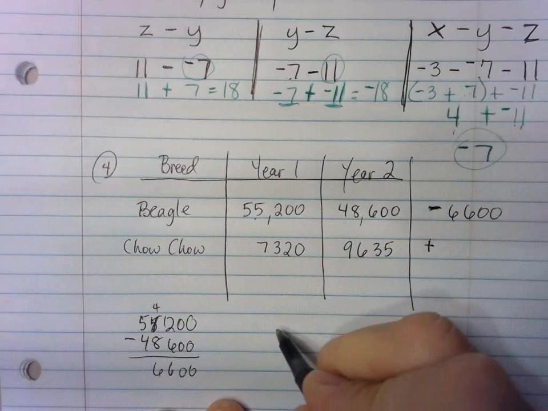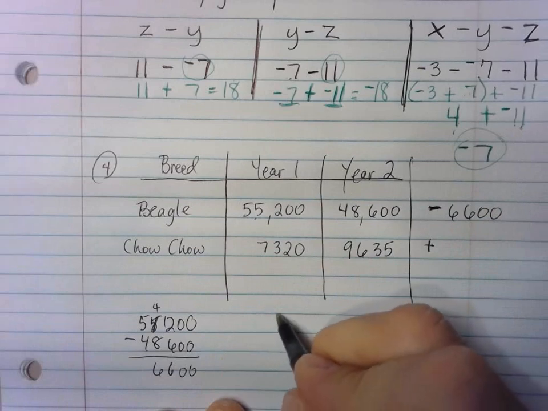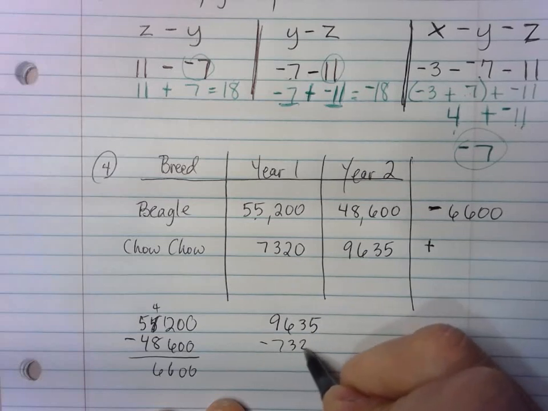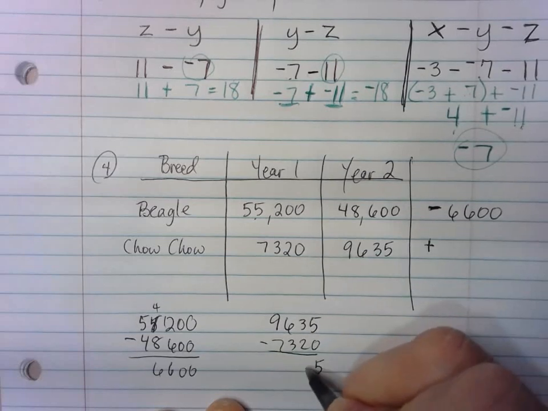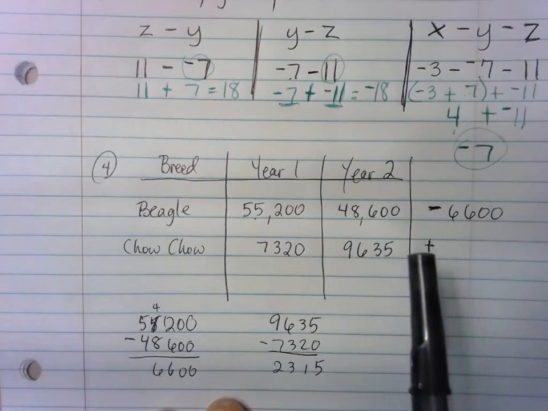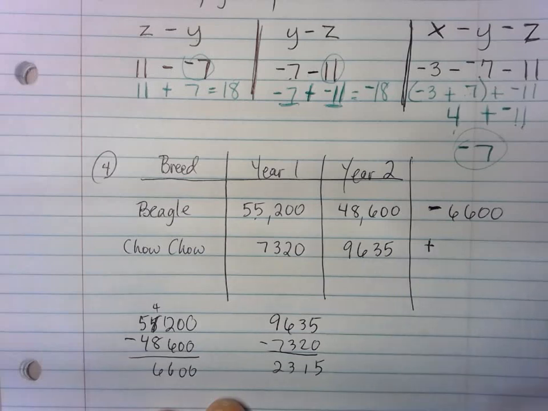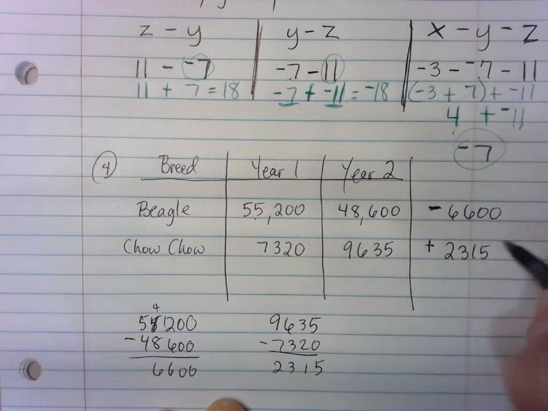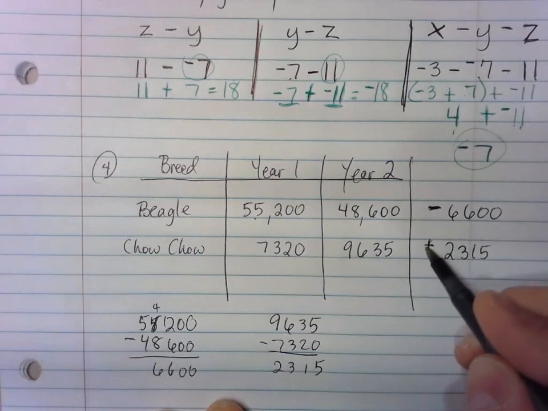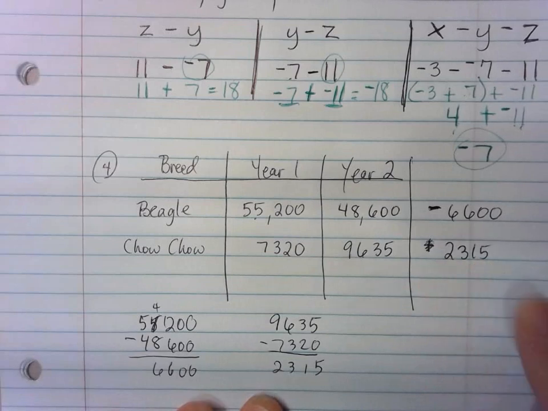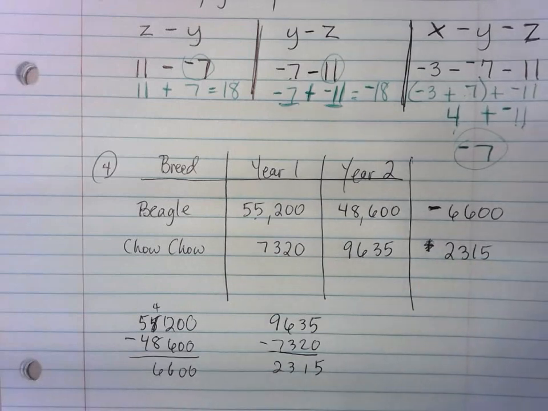Again, we're just going to come down here and do the math for that. 9,635 minus 7,320. That should be pretty simple. That's 2,315. So from year 1 to year 2, there's an increase, so that's a positive number. Now, when you type it in on the computer, you don't have to put the positive sign necessarily. I was just saying that to help you understand it. So you can just put in 2,315 when you type it in.